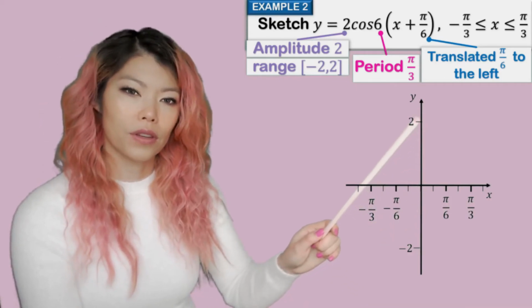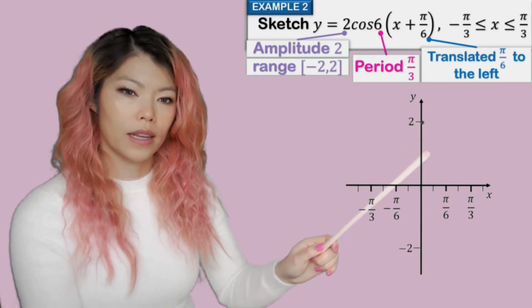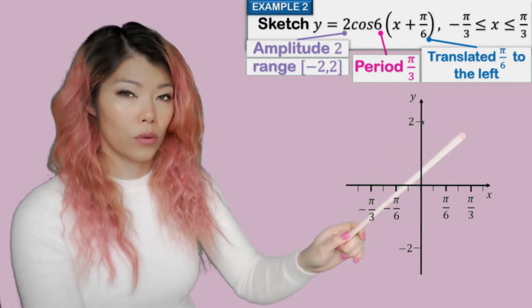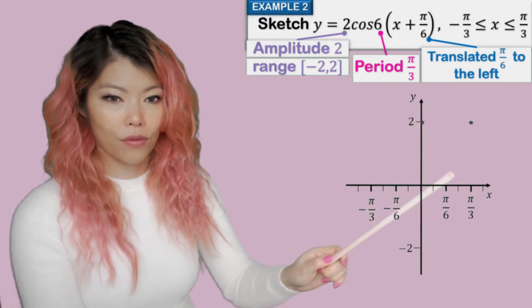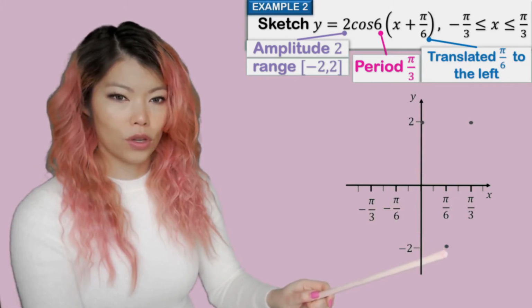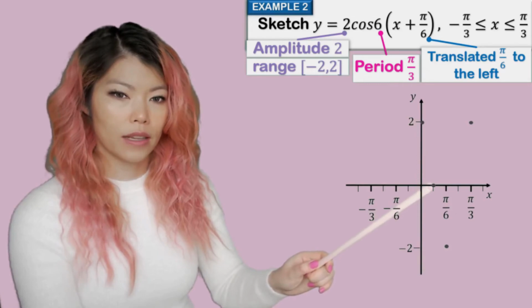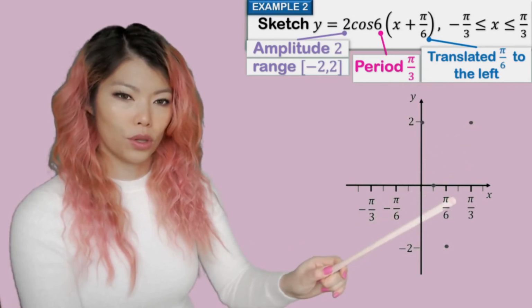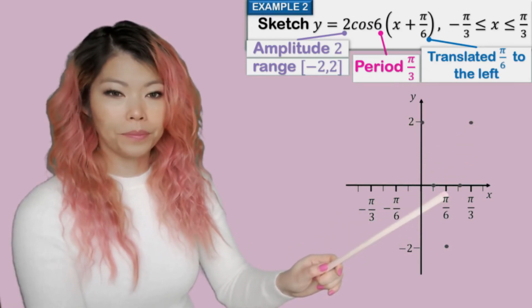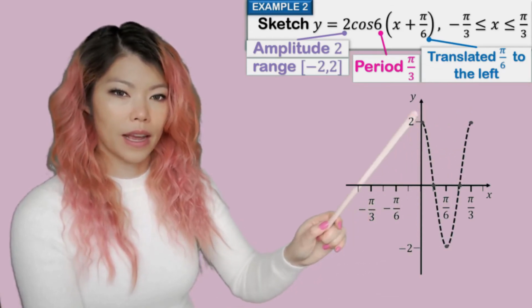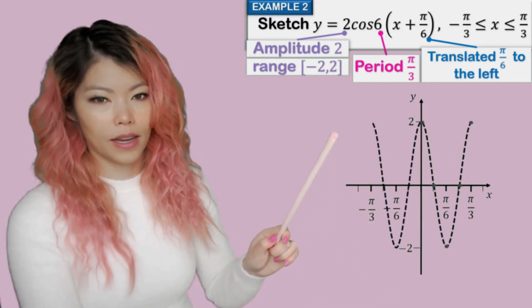Let's sketch our graph. So it starts at 2 and then it ends up at 2 again after a period, which is pi on 3. Halfway of that it's negative 2 at pi on 6. Halfway of these 2 it's going to go through the x-axis, and halfway of the other 2 points it's going to do the same thing. Let's sketch that, and we continue the graph on the other side.